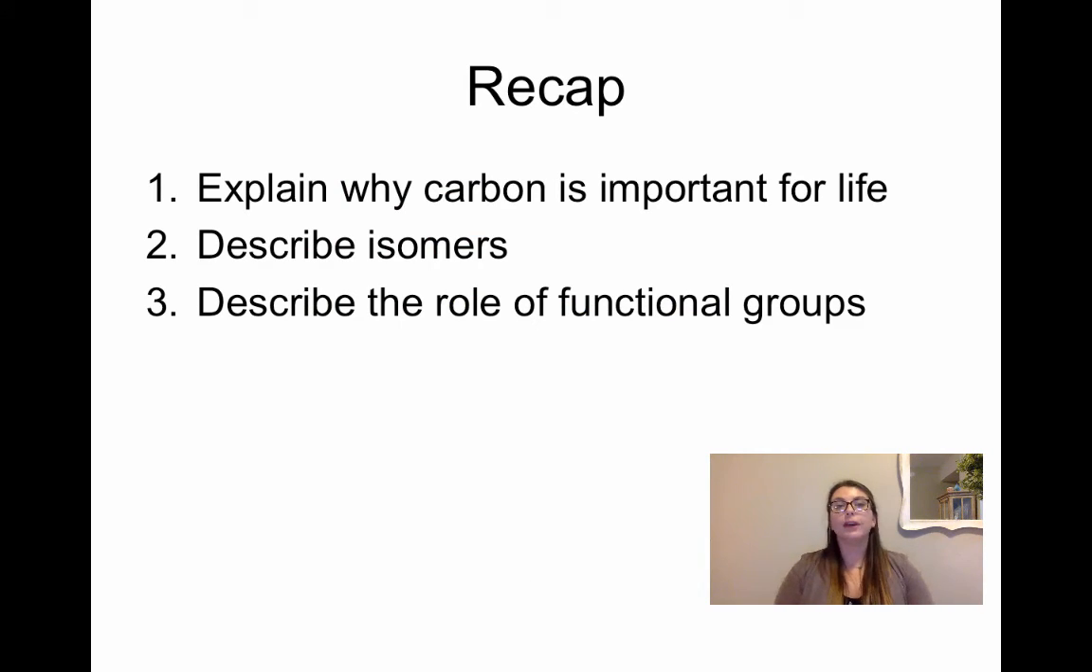Okay, so let's do a quick recap. Today we talked about carbon and how it is the basis of all life. We talked about the different types of isomers, which you will need to be able to identify and tell a difference between for any tests and quizzes. We also talked about functional groups, which again you need to be able to identify the name, the structure, and the letters for.